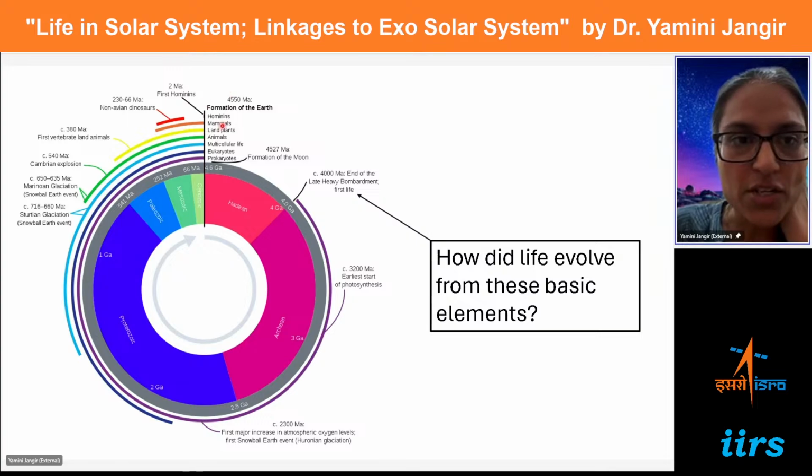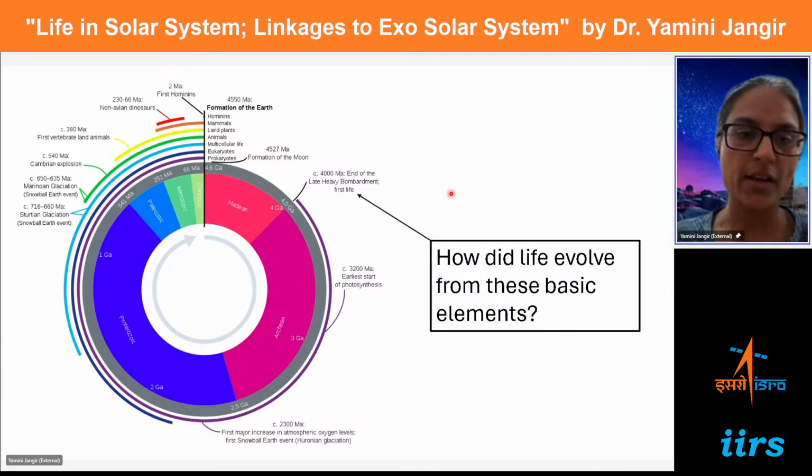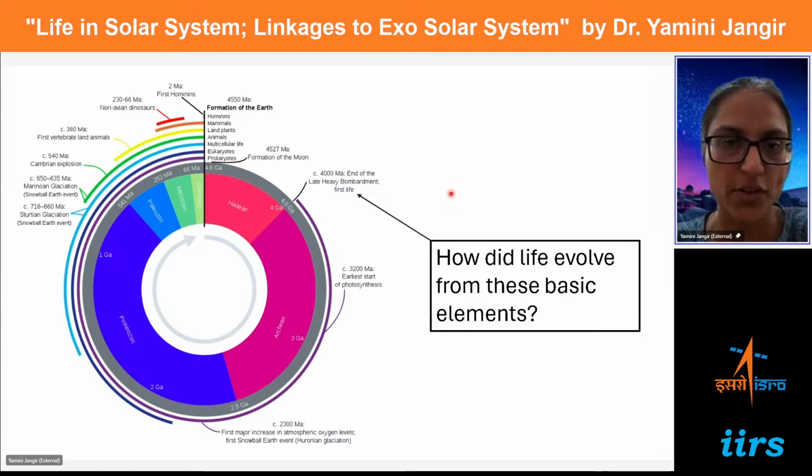We know that the formation of Earth happened about 4.5 billion years ago, and the formation of the Moon probably happened 4.527 billion years ago. There were these late heavy bombardments, which we probably think are because of meteoroids and asteroids hitting the surface of the Earth. They probably brought some carbonaceous material to help life flourish on Earth. These are all hypotheses, and it can also come from within the Earth. This is all active learning and research happening in science right now.